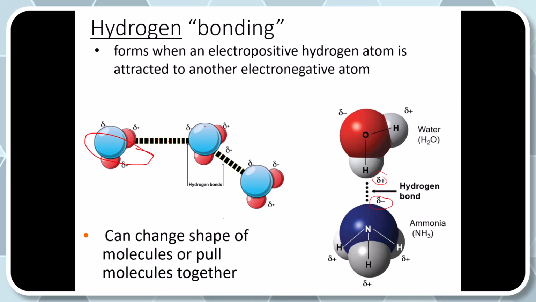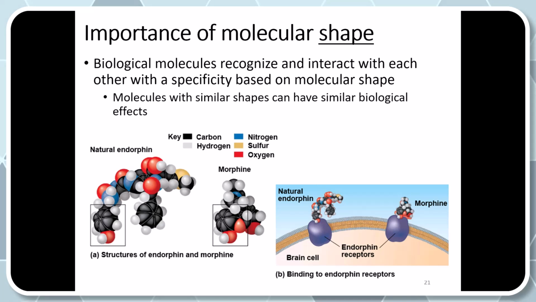And later in this chapter, we'll talk about the properties of water, many of which are due to the hydrogen bonding between water molecules. So that molecular shape is really important. Remember in chapter 1, we talked about structure and function going together. Same deal here. Molecular shape really does matter.